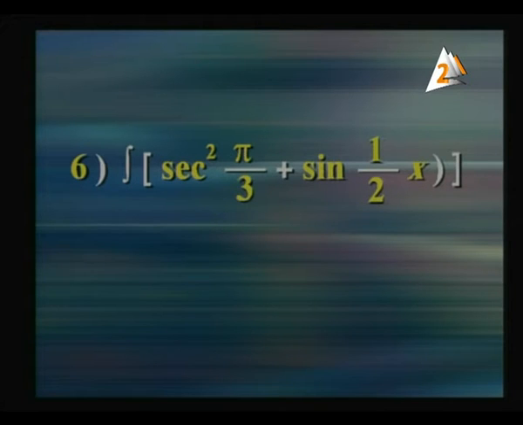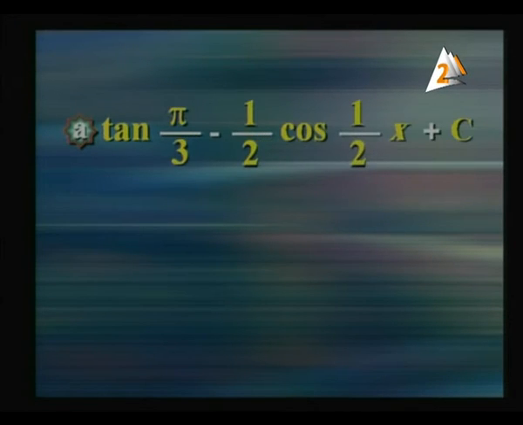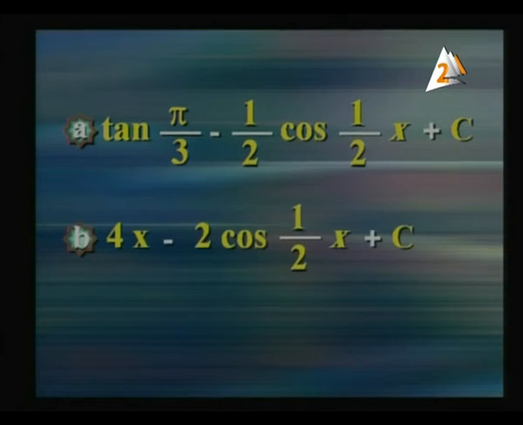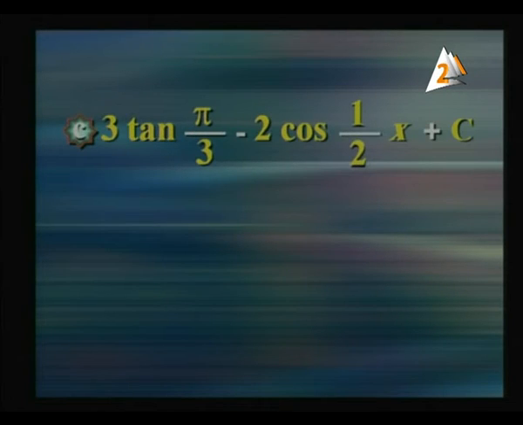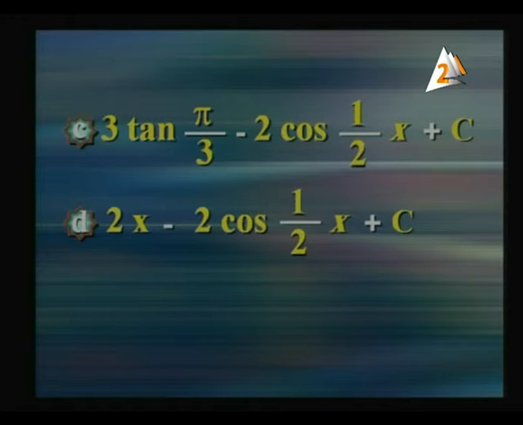Integration of 6 squared pi over 3 plus sine half x dx. Number A, 10 pi over 3 minus half x, half cosine half x plus C. Number B, 4x minus 2 cosine half x plus C. Number C, 310 pi over 3 minus 2 cosine half x plus C. Number D, 2x minus 2 cosine half x plus C.